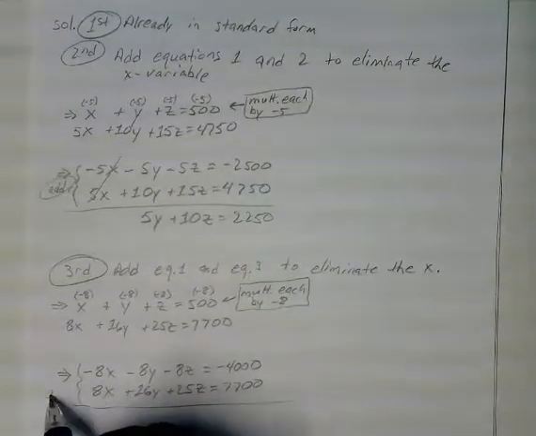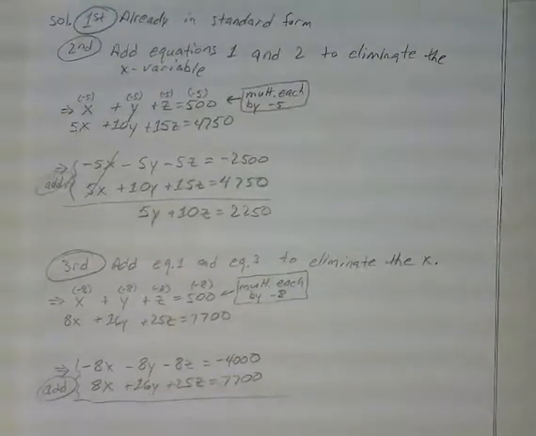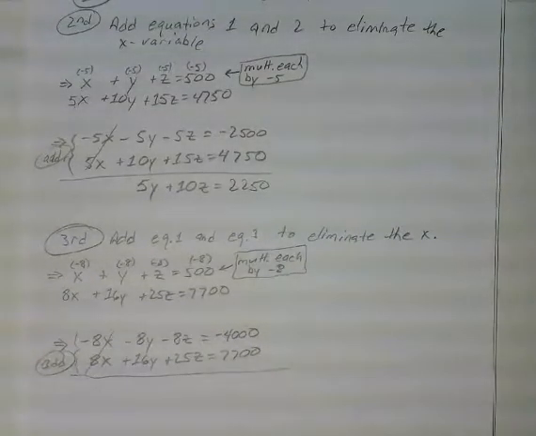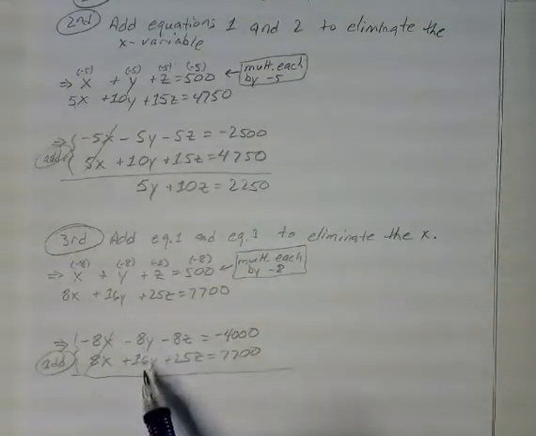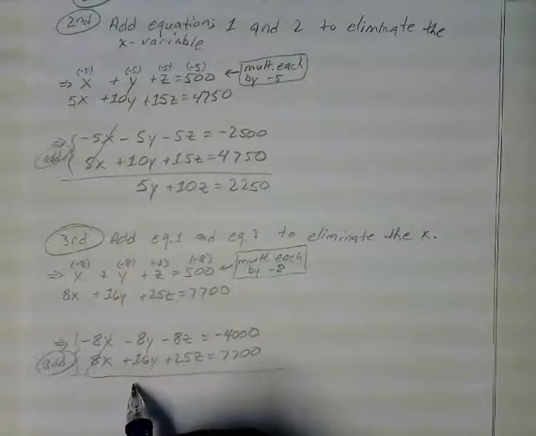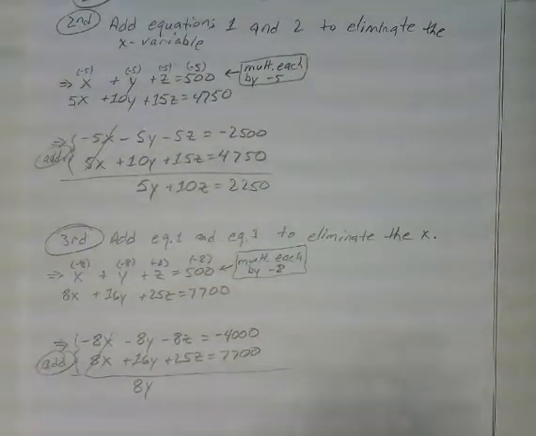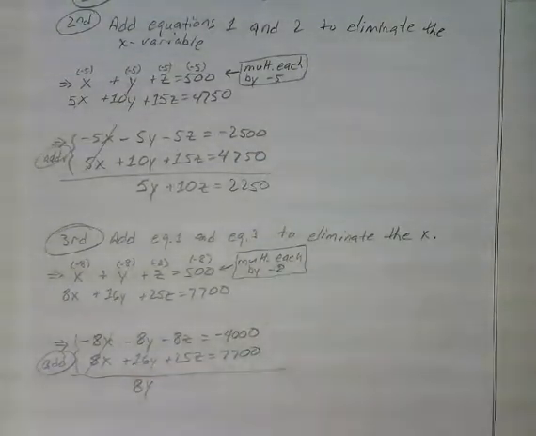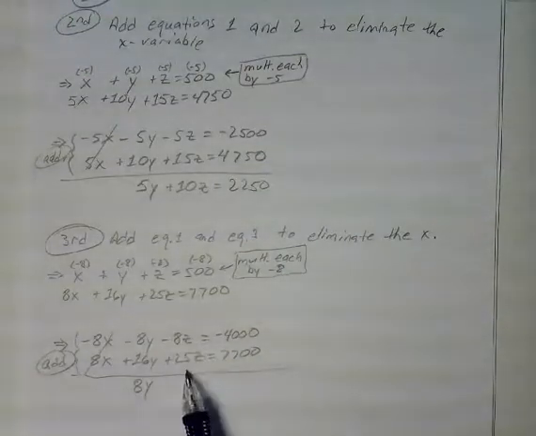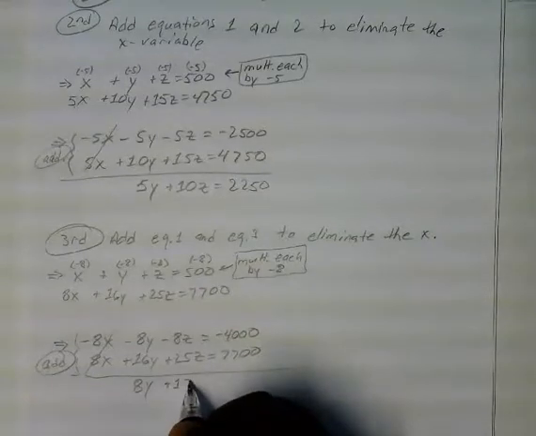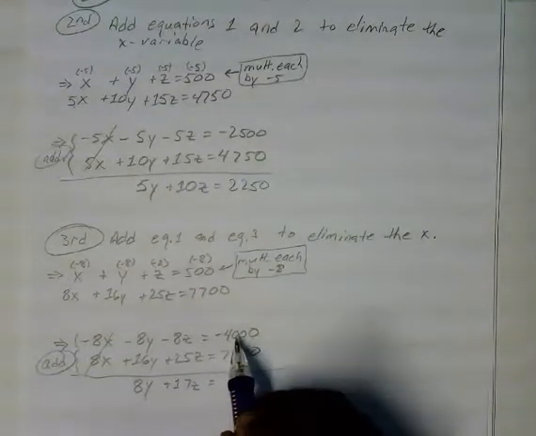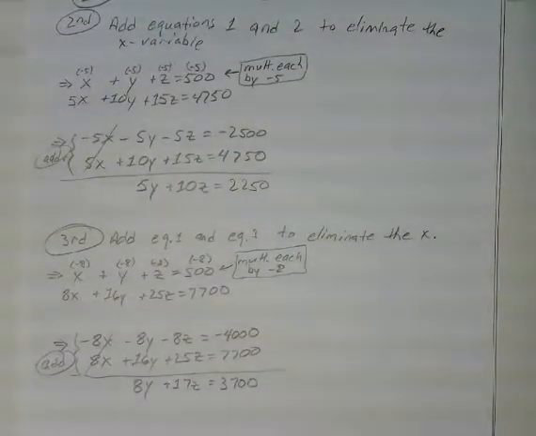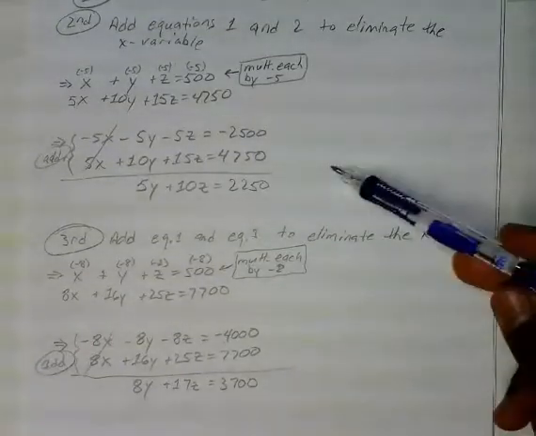Just like before, we go ahead and add them together. Negative 8x and 8x cancel each other out exactly how we planned it. Negative 8y and positive 16y becomes positive 8y. Let me clean up that y a little bit, so it doesn't look like a different variable. Negative 8z plus 25z is positive 17z, which equals negative 4,000 plus 7,700, which is positive 3,700. So that's our third step done. You can see the second and third steps are pretty similar.